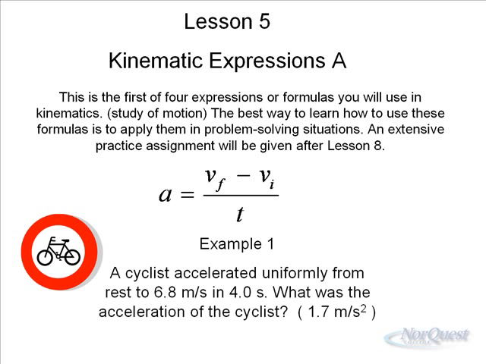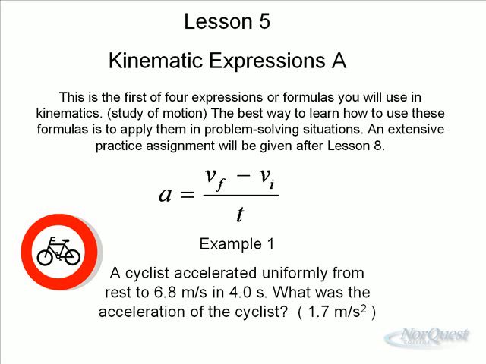So here's a cyclist. A cyclist accelerated uniformly from rest. Now, what does that mean, rest? Well, rest means you're not moving. And that means that the cyclist's initial velocity must have been 0. And so already you know that VI is equal to 0. So that you would substitute into that top formula. The next one, 6.8 meters per second, well, that is your final velocity.